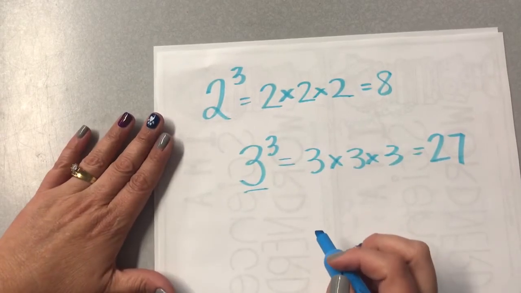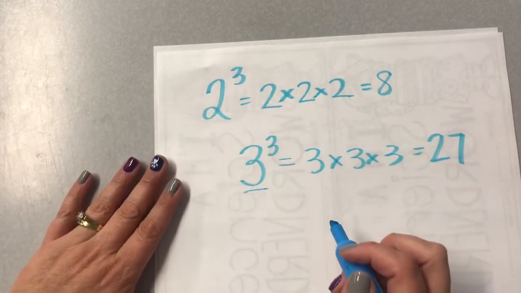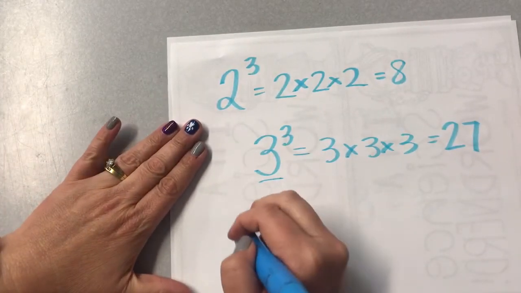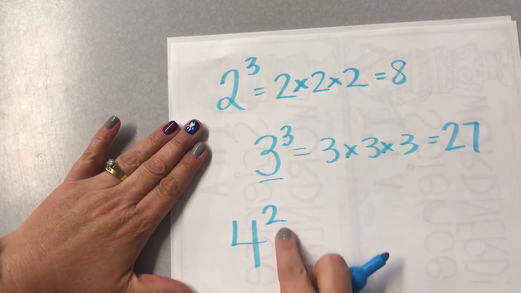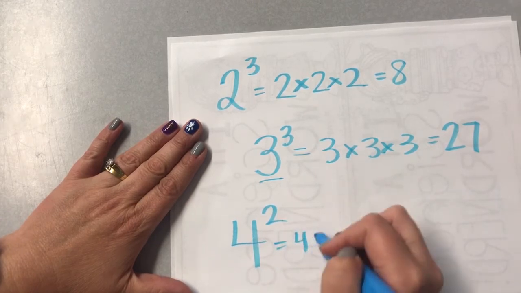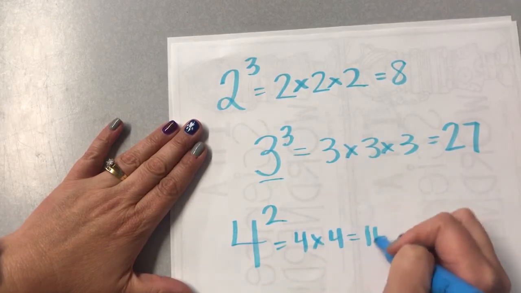I could do things to the 4th, 5th, 6th, any power. For right now, we're really just going to stick with probably to the second power and to the third power. Whenever we have something to the second power, we also sometimes call that squared, because 4 to the second power is 4 times 4, which is 16.